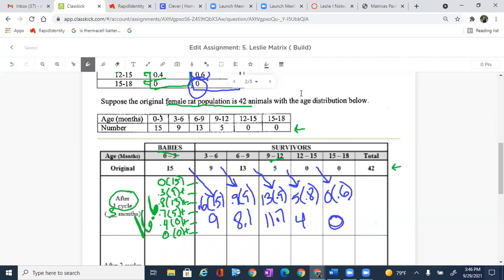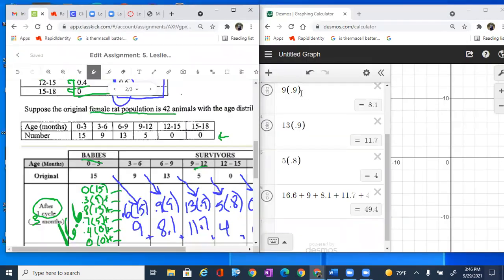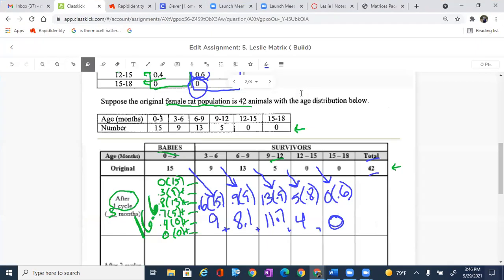And then I want to find the total. I want to find out how many animals are now in the study. That just means we're going to add all these little pieces up. Okay. And if we go back to Desmos, we can just type in 49.4. That's that piece right there where I've just added them all up, 49.4.